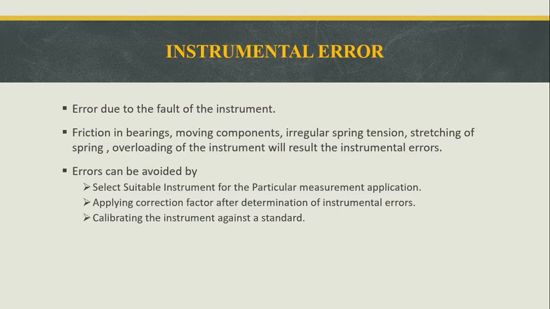Okay, how can we avoid instrumental errors? To avoid instrumental error, we should select the suitable instrument for the particular measuring element and apply a correction factor after determination of the instrumental errors. We know that due to this instrument the error may occur, so we have to apply the correction factor. We have to change the instrument and find the value, then calibrate the instrument against the standard. We should calibrate the instrument from time to time to get the accurate value.